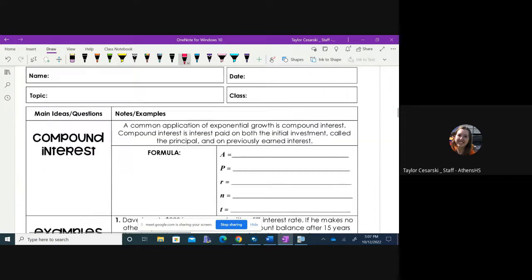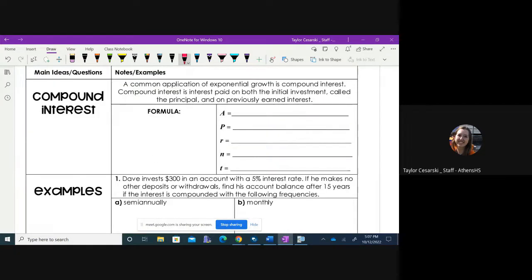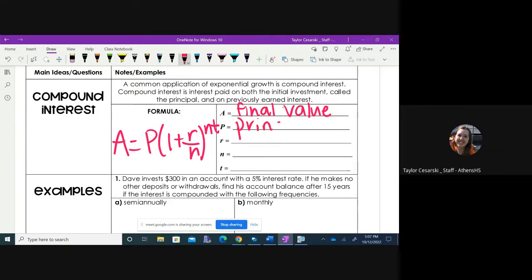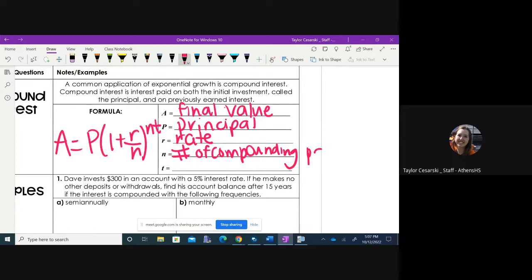All right, so then the next section is compound interest. You did see this in Math 3. So A equals P(1 + r/n)^(nt), where A is the final value or the future value. P is the principal or initial value. R is the rate, again as a decimal. N is the number of compounding periods per year. Okay, and T is your time.